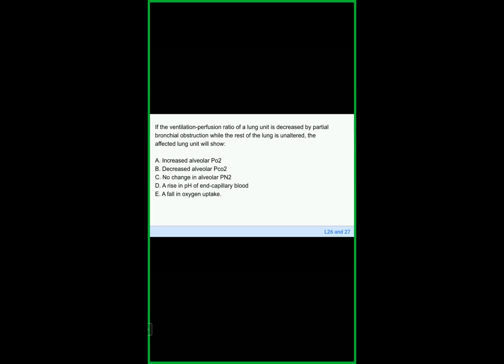All right, I got E. D. All right, so the correct answer here is E. And this is because when we have an obstruction of the lung, the first answer is increased alveolar PO2. That's naturally wrong because if you have an obstruction of the lung, you're naturally not able to inspire more air. So alveolar PO2 would decrease. B says there's a decreased alveolar PCO2. Again, that's wrong. If there is obstruction of the bronchiole, basically you would have an increase in alveolar PCO2.